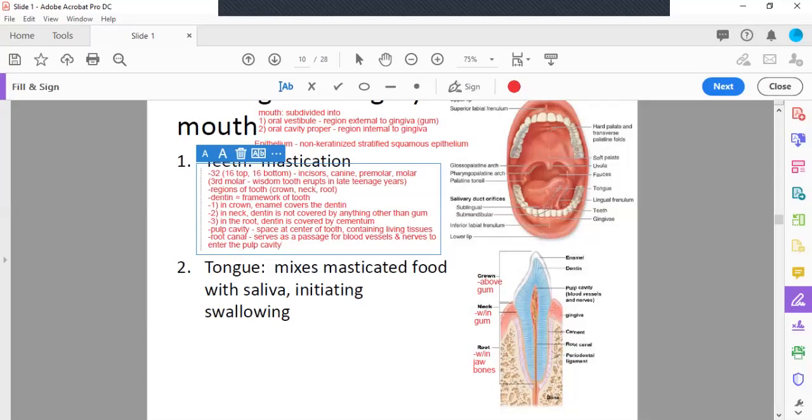And so the endodontist goes into the pulp cavity, removes all of the abscess, and kills off what's known as the remaining nerves. So they kill off all the nerves and they block off what's known as the root canal.